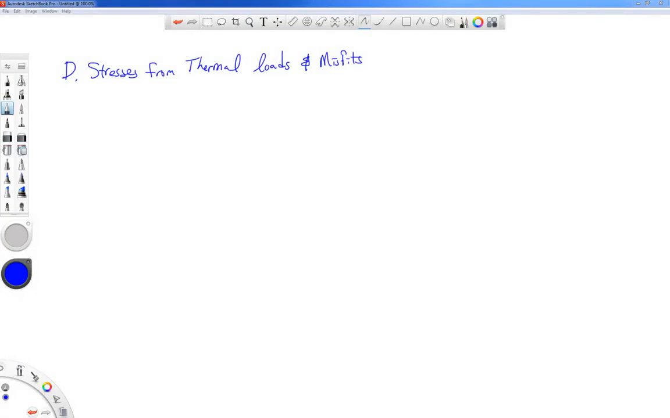All right, in this lecture we're going to talk about stresses from thermal loads, and we're going to look at misfits. So we'll do thermal loading first. And as kind of the beginning to this, let's review what we already know about thermal strain and thermal deformation.